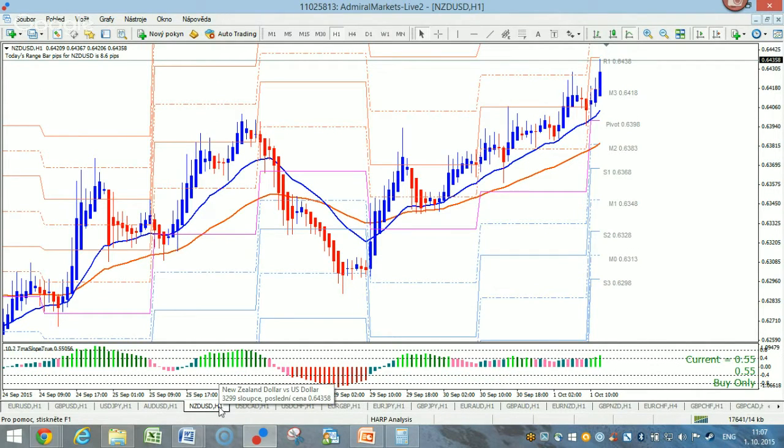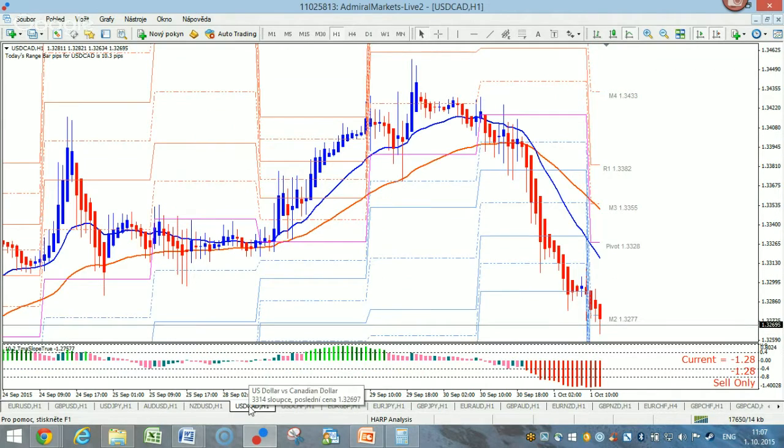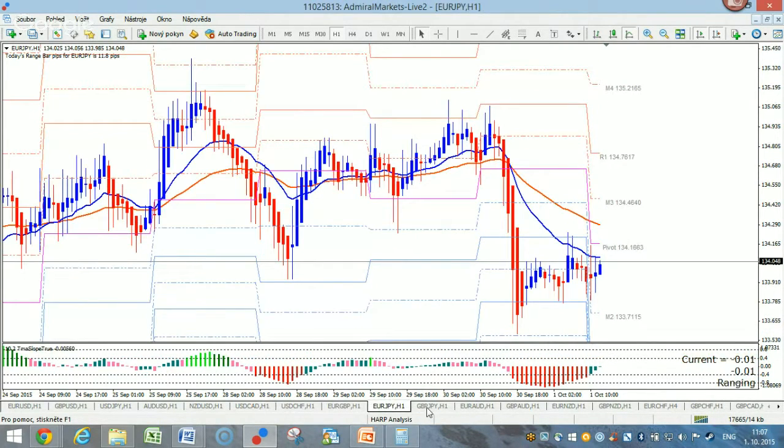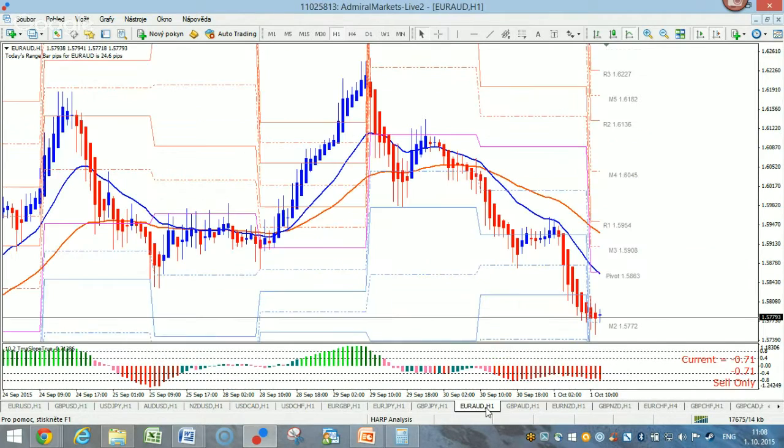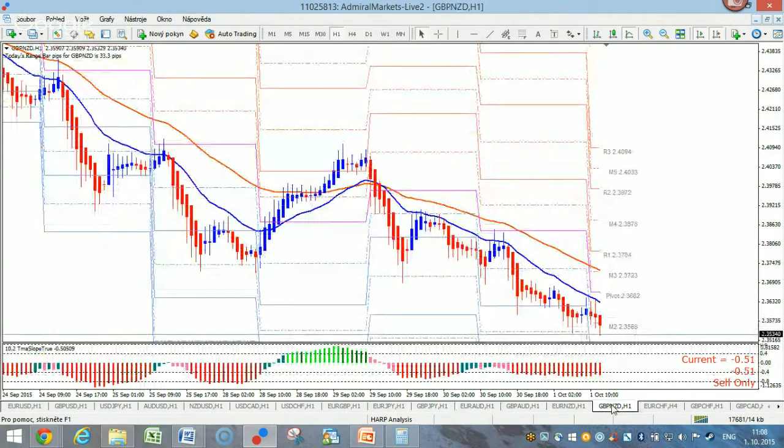Kiwi is in the trend. Kiwi is an uptrend, by the way. USD/CAD is a clear downtrend. Red Heikin Ashi candles, we got a strong indicator sell as well. EUR/JPY, range at the moment. GBP/JPY, range. And then we got some crosses like the EUR/AUD, GBP/AUD, EUR/NZD, and GBP/NZD, and they are trending. Yes, they are also trending. EUR/AUD is trending down, GBP/AUD is trending down, EUR/NZD and GBP/NZD too.